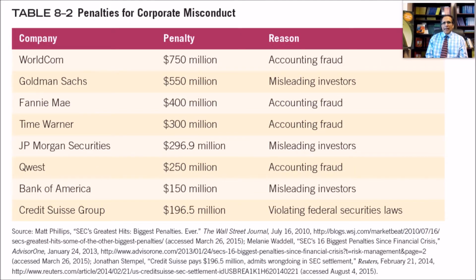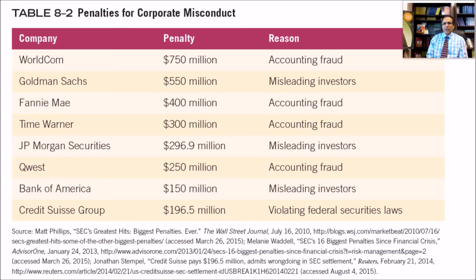The U.S. government has actually penalized many corporations for misconduct. Some examples of penalties for corporate misconduct include the fact that WorldCom had a penalty of $750 million for accounting fraud. Goldman Sachs had a $550 million penalty for misleading investors. Fannie Mae had a $400 million penalty for accounting fraud, similar to Time Warner, which had a $300 million fine. And JP Morgan Securities had almost a $300 million fine for misleading their investors.